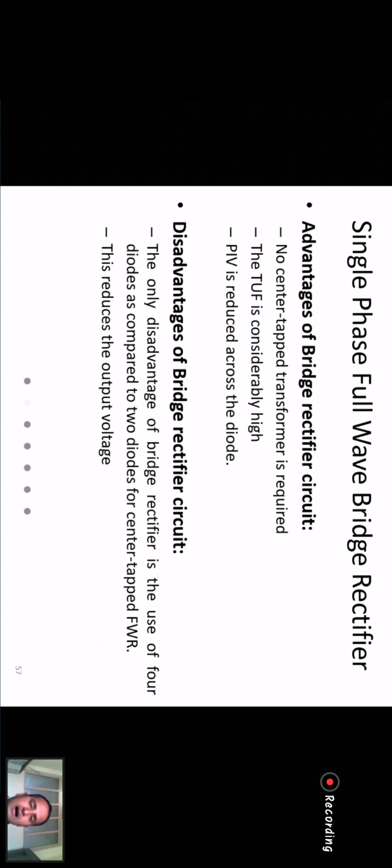But the disadvantage of the bridge rectifier is that it requires 4 diodes compared to 2 diodes for the center tap transformer type. In the center tap type, it requires only 2 diodes, but in the single phase full wave bridge rectifier, it requires 4 diodes. So the output voltage is reduced because of the use of 4 diodes.